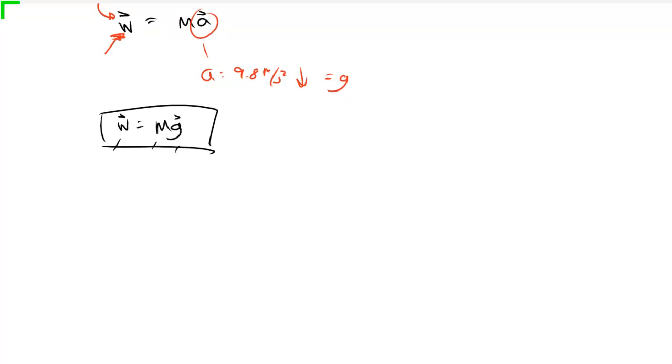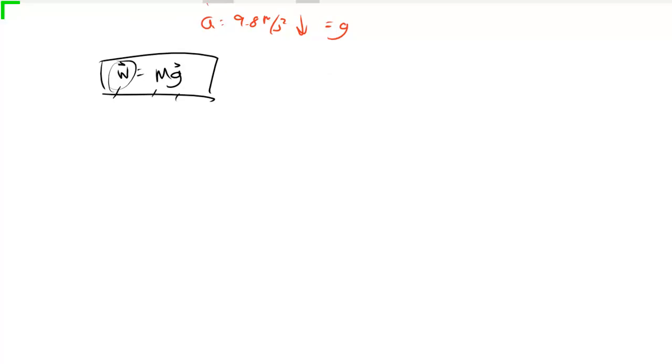From here on out, I will stop writing W as weight because we'll introduce other W's later on. So I will just write mg as the weight. So let's say we have a box on a surface. The forces which act on it are mg and a normal force. And so this is our weight.